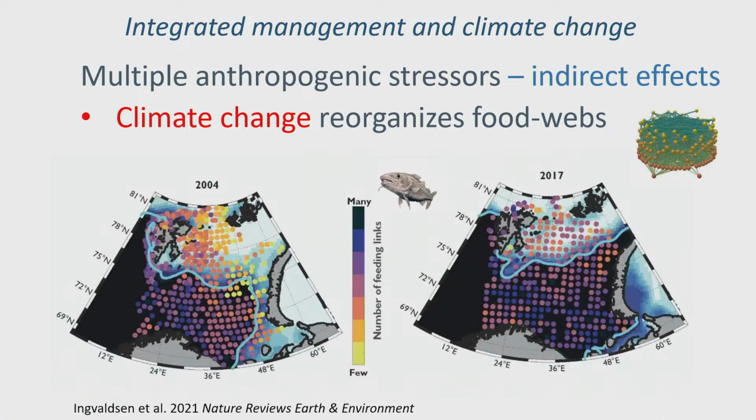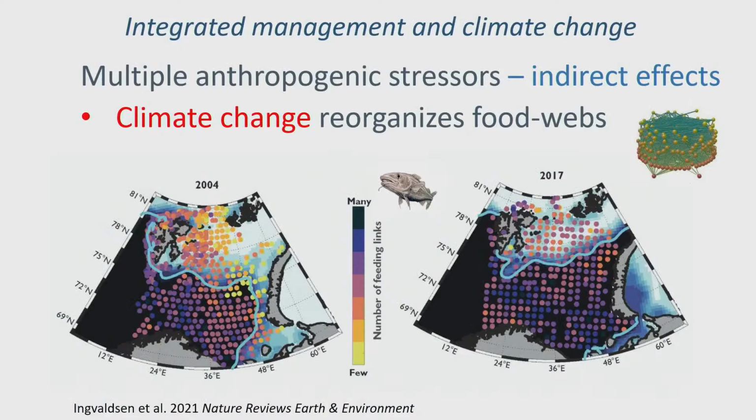For the Barents Sea, again, the northward shift of species has introduced more species in the north. So when we go from the left, from 2004, a cooler period, to 2017, a much warmer period, there are new species coming into the Arctic. They bring new feeding links within the food web, and that tends to connect more tightly the food web and modify structural properties of that food web.